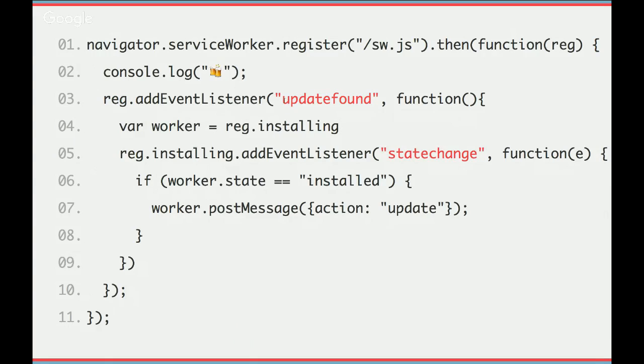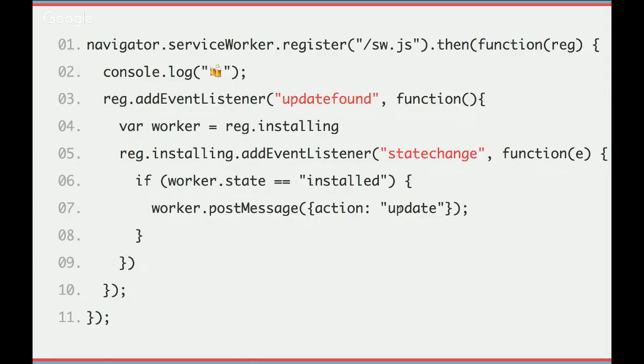And if there is an update found event, it means we got a new worker that's installing. And so we can go get that worker and then listen to events on it, including the state change. And once we get to the installed state, we have that worker ready. It's ready to go. And this is a point where you can decide what to do with it. One option at this point is to use the post message API, which lets you send a message from the page down to that service worker.